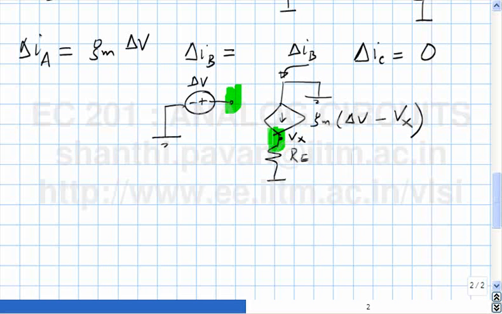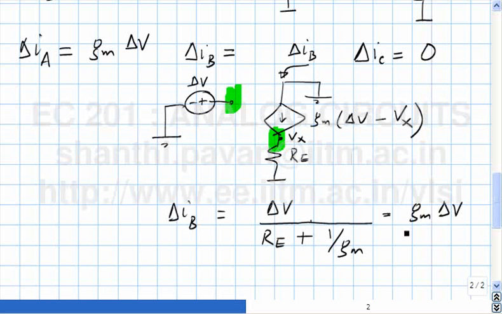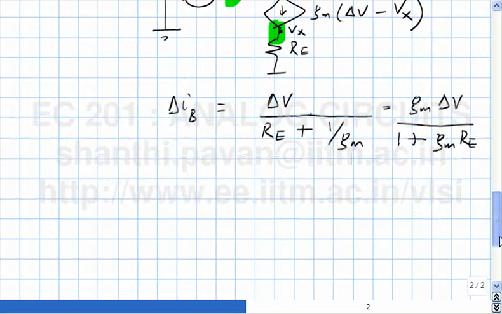Now can somebody quickly run through the analysis and tell me what delta IB will be? Delta IB, yes, by RE times 1 over GM, and to standardize it with respect to delta IA, I can write this as GM delta V divided by 1 plus GM RE.